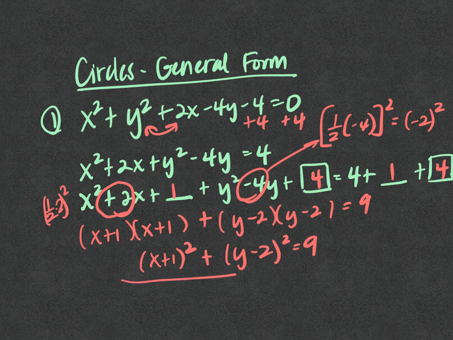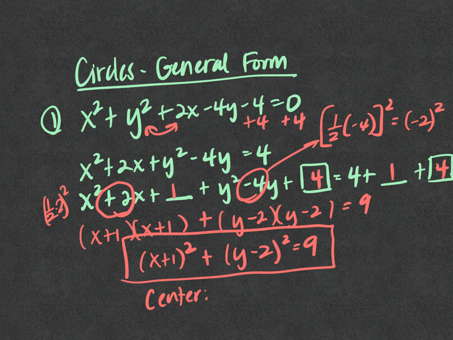Now right here you can see our standard form of our circle. So the center is easy to spot. Think about that for a second. Like we did before, we changed the signs to be negative 1 and 2. And the radius is the square root of 9, which is 3. So hopefully you can understand that and let me know if you have questions. But let's do another one.